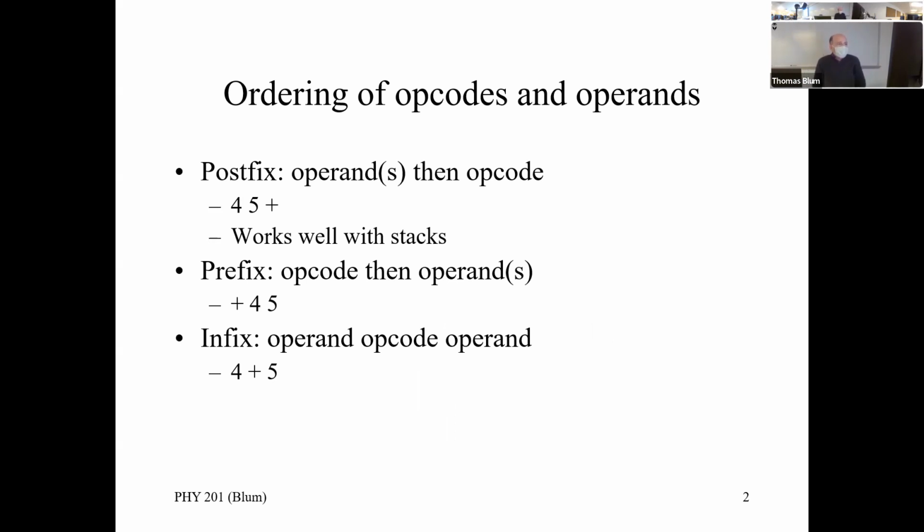So for a simple calculation, adding 4 and 5, we can arrange this in 3 ways. Let's say that we always want 4 to be before 5, so that takes out some of the combinations, but we can say 4, 5 plus. We can say, here's the first piece of data, the second piece of data, and we want to add them.